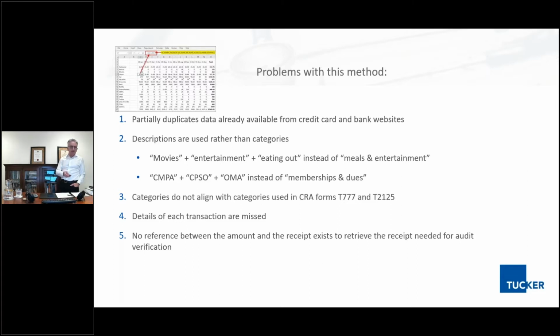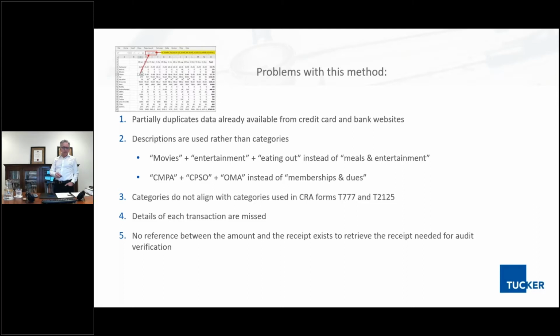Another example would be, they had 3 lines on there. One row was CMPA, one row was CPSO, one row was OMA, instead of a general category called membership and dues. So again, that method of keeping track with that format of spreadsheet is of no avail. What you would want to do is come up with a spreadsheet that aligns with the categories that CRA uses on forms T777, which is the employment expense schedule, or the T2125, which is the statement of business activities.